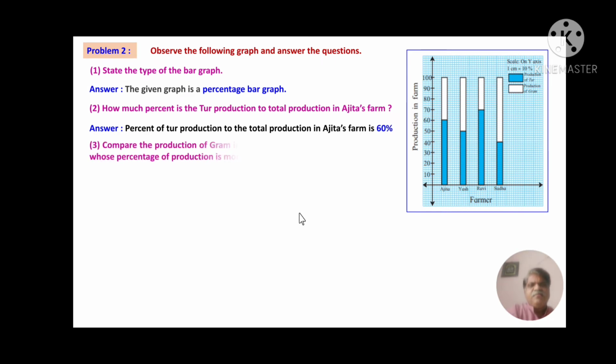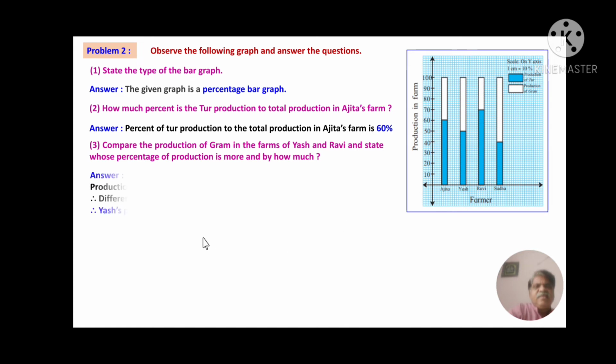Compare the production of the gram in the farms of Ash and Ravi, and state whose percentage of production is more and by how much. Ash and Ravi we have to consider. Here is Ash and here is Ravi. For Ash we have to consider the gram. Gram means the white part. So it is 50, that means 50% for the gram. And for Ravi it is some 70%, which means 30% is for the gram. 50% for Ash and 30% for Ravi.